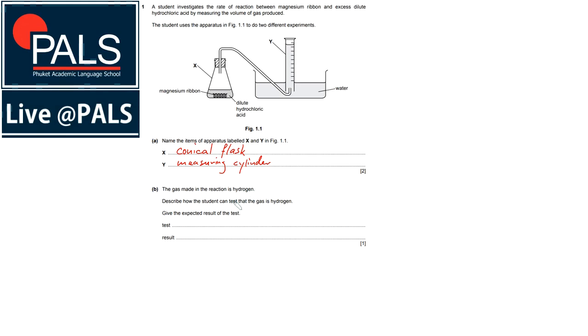The gas made in the reaction is hydrogen. Describe how the student can test that the gas is hydrogen. Give the expected result for the test. So yeah, I'm pretty sure you know this test. This is probably one of the first tests you learned about in chemistry. And obviously, this is the test where we use a lighted splint. And when we come near the test tube that contains the gas, this will give a squeaky pop.